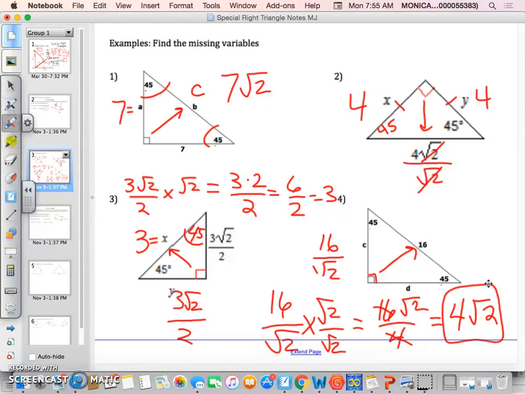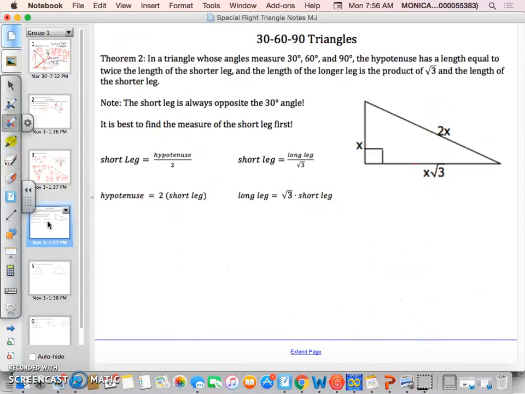So that's when you have a 45, 45, 90. Well, there's another special right triangle, and that's a 30, 60, 90. So there are a couple more rules for a 30, 60, 90. So first of all, the smaller angle is always going to be 30, the larger 60. Okay, so the rules are the hypotenuse is equal to twice the short leg.